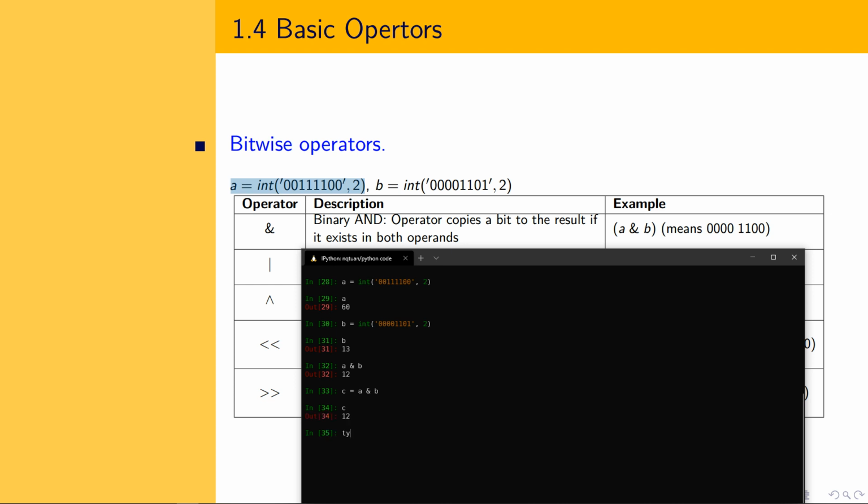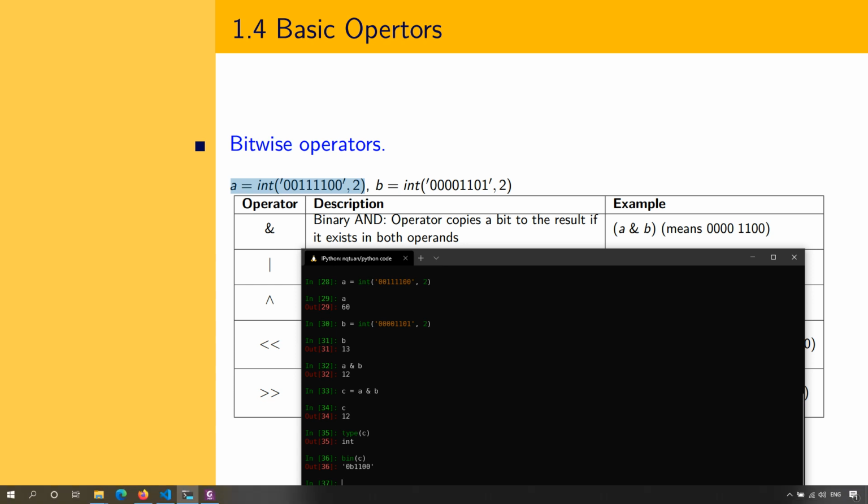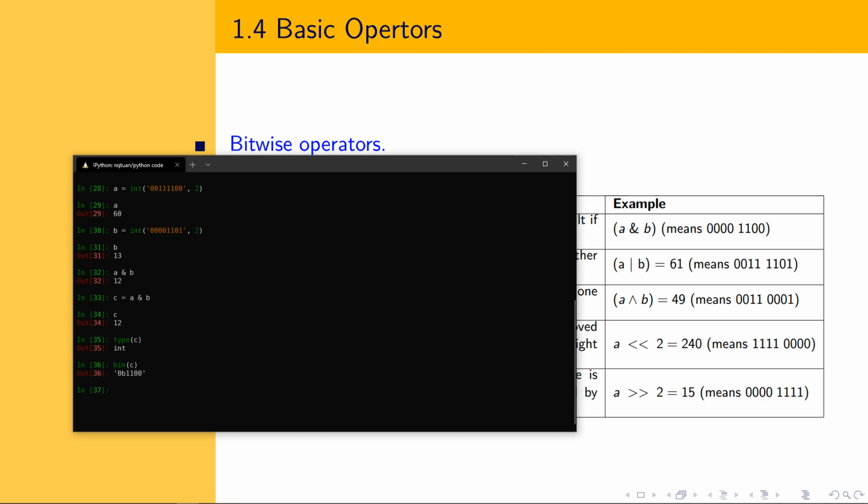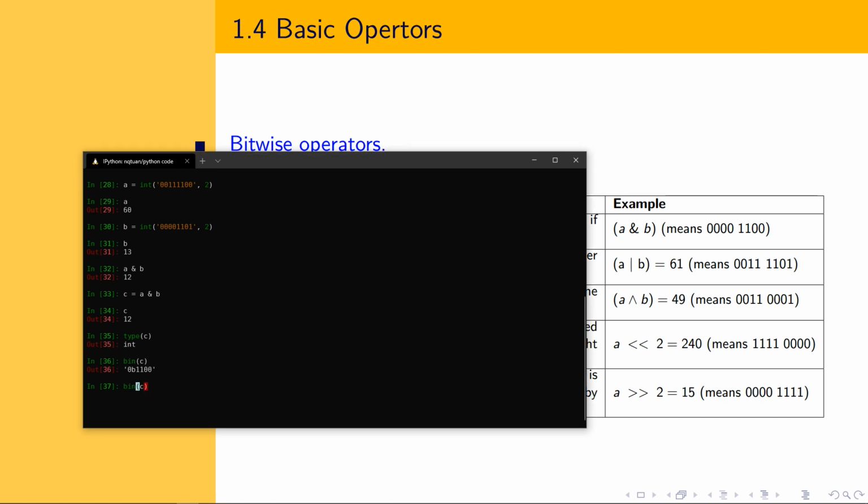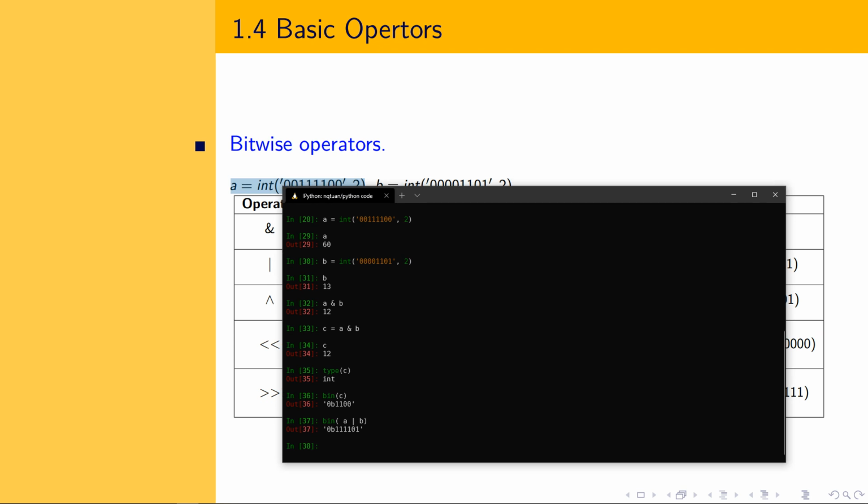You can check the type. The C is still a number, and you can see the binary value of C using the bin function. Let's say bin C here. You see this returns a string like 0b and the bit value of the variable, and here you see that it is equal to 1100. So you can try yourself like A or B. That's the same thing for the other operators.